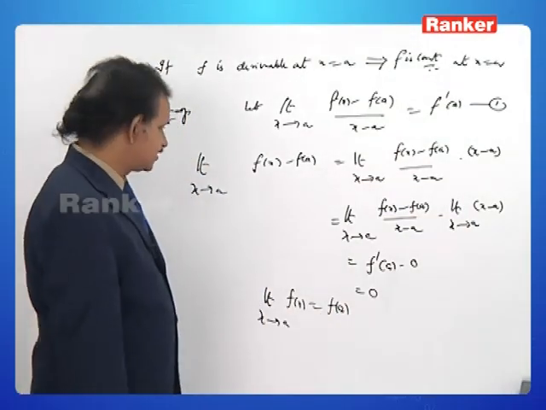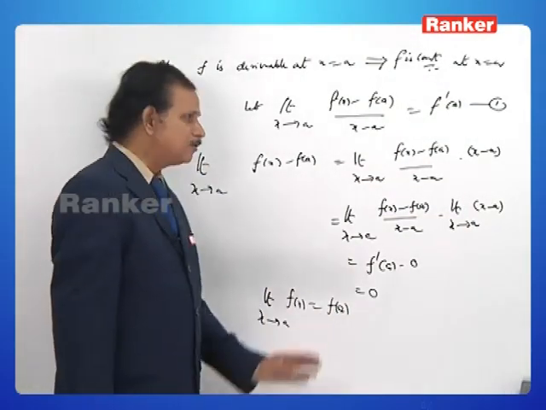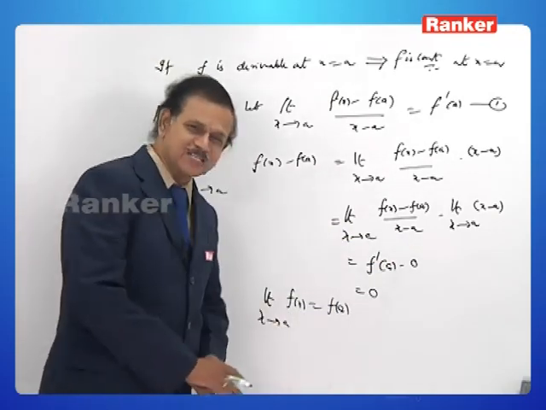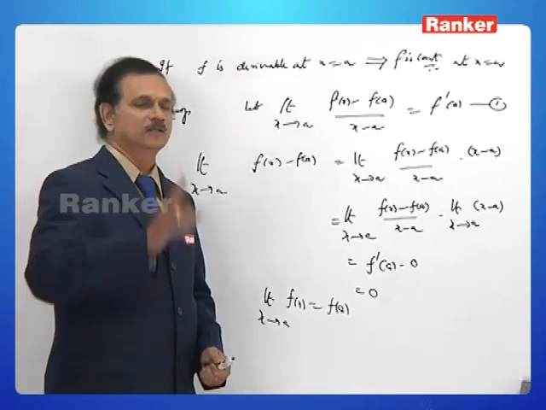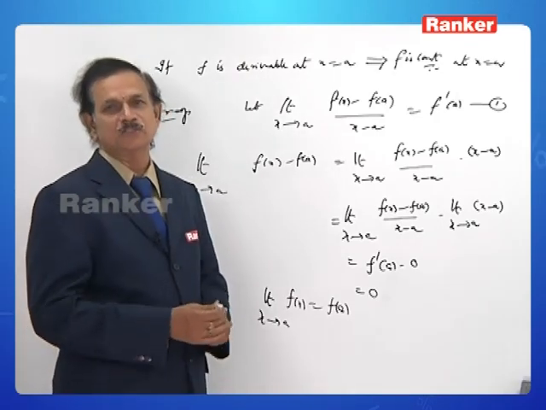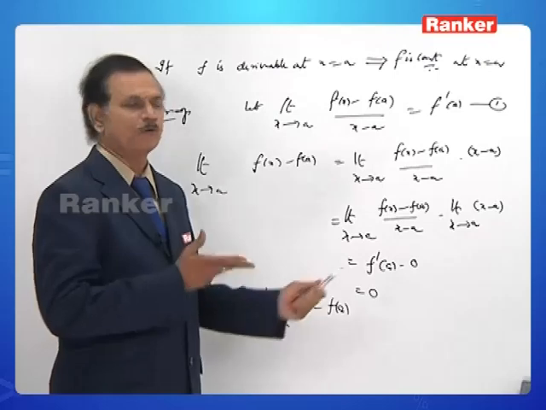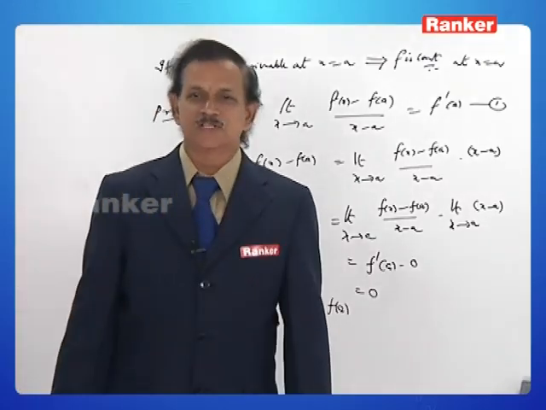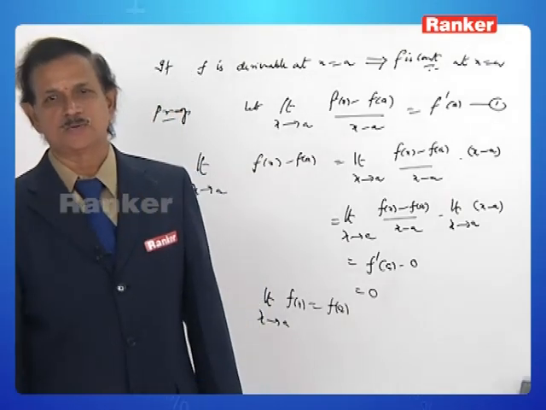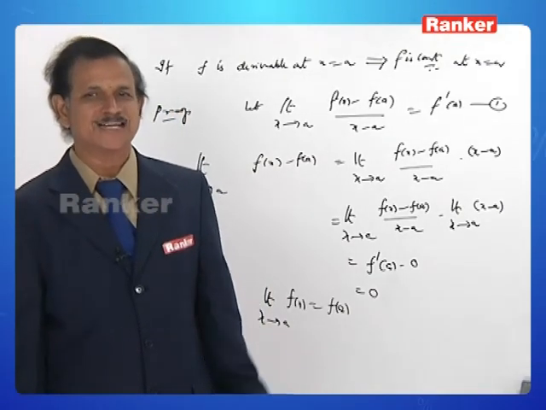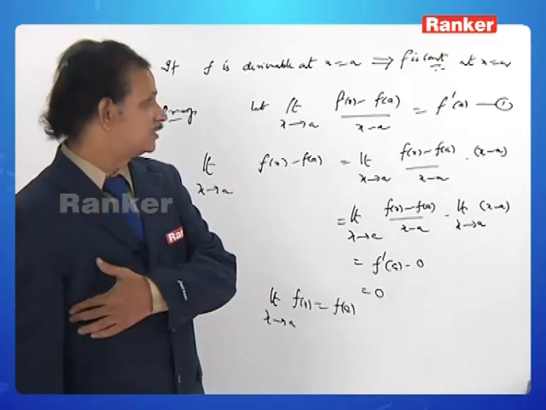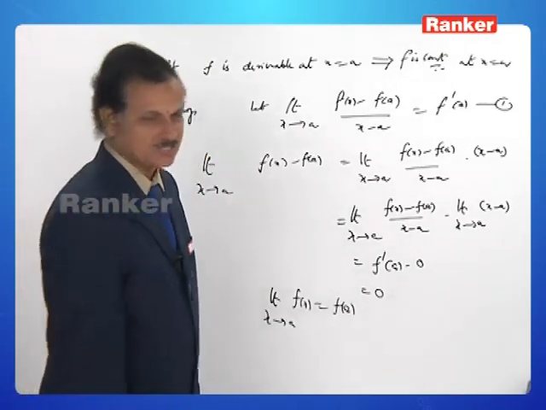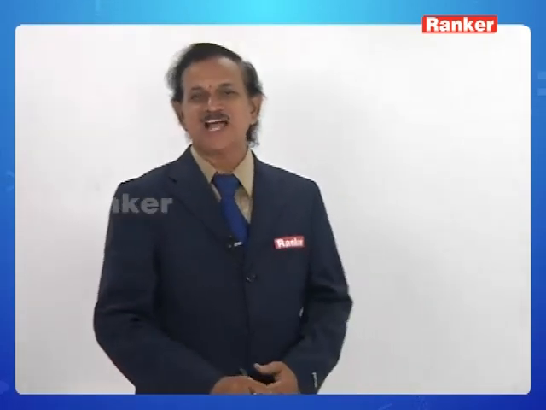My dear friends, if you know this proof, you can understand the strategy in which it has been obtained. You can never forget this result. For that purpose only we have recalled the proof, that's all. Therefore, if f is derivable at x equal to a, then f is continuous at x equal to a. Let us examine its converse. Is it true or not? Let us now think of its converse.